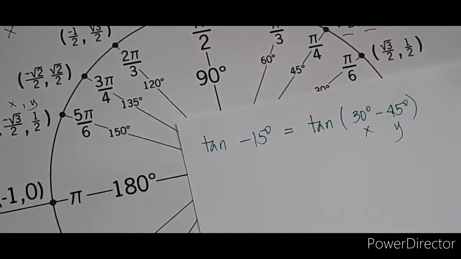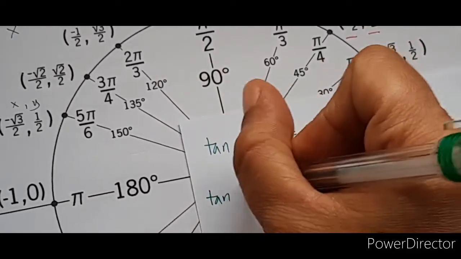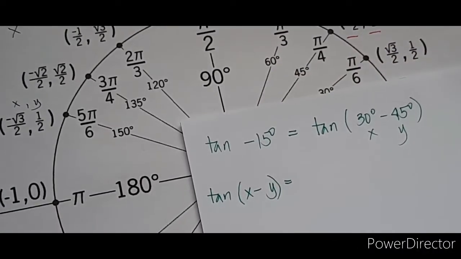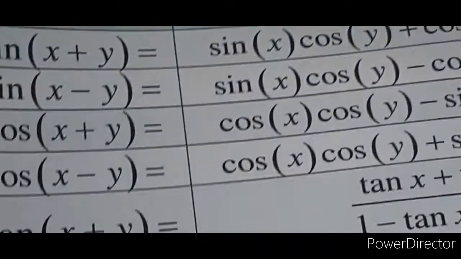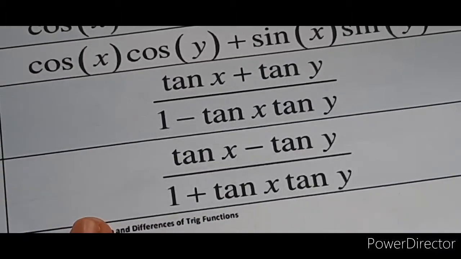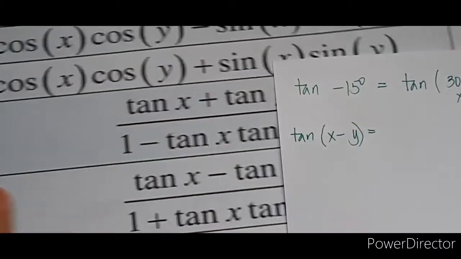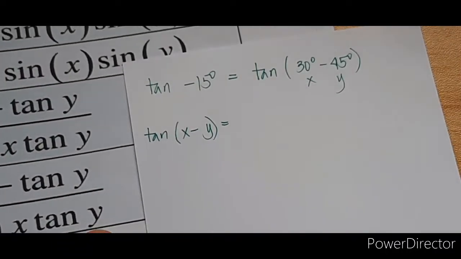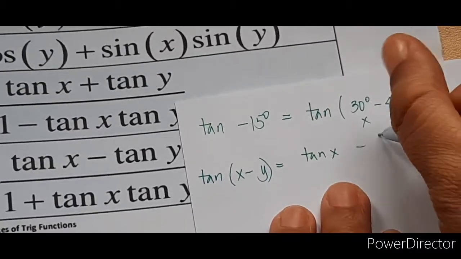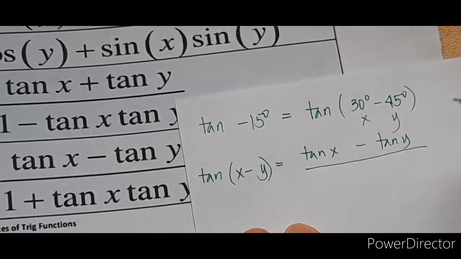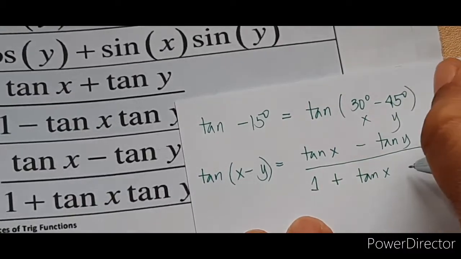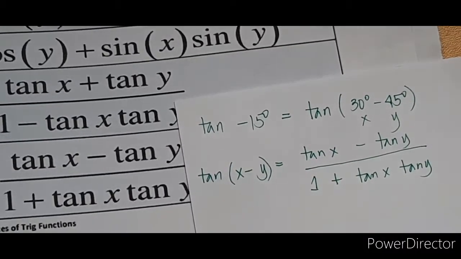The next thing that we are going to do is to look for the formula for tangent x minus y. Okay? So, nasaan na yung ating mga formulas? Okay? So, ito yung ating tangent x minus y. Tangent x minus y is equal to, there we go. So, let us copy that. Okay, we have tangent x minus tangent y over 1 plus tangent x tangent y.